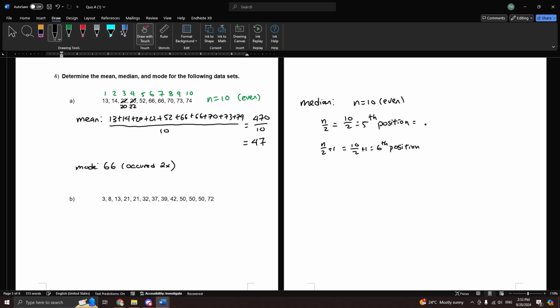So my 5th position is 52. My 6th position is 66. We can't have 2 numbers for my median. I want to find 1 number. So I'm going to take 52, add that to 66, and divide that by 2. That's going to give me the number directly between 52 and 66. That's going to be 59. And that is my median for 4A.